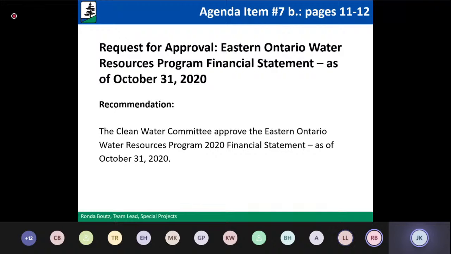So the recommendation is that the Clean Water Committee approve the Eastern Ontario Water Resources Program 2020 financial statement as of October 31st, 2020. I'm looking for a mover. I'd so move. Could you state the name, please? Lawrence. Thank you, Lawrence. Gib Patterson, seconder.